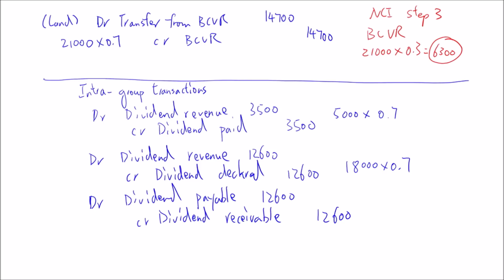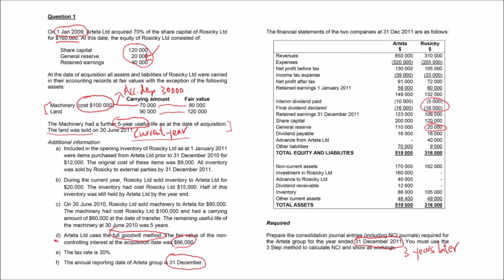So going back to the original question, you can see that we got a number of additional information about intra-group transactions, and we want to look at them one by one. With additional information A, you can see that it is about inventory. So once you know that it is a sales of inventory, the first thing you need to look for is not any amount, it is to look at the date and look at the timing, because whether it is a current year or prior year transaction is going to affect the format of the journal.